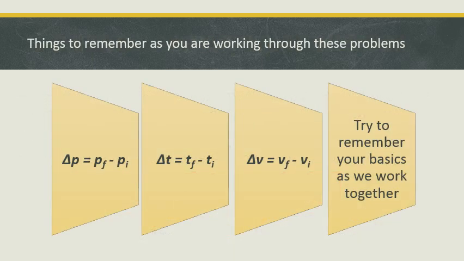The things I want you to remember as you're working through these problems are just your basics. Anytime you see that little change symbol, that little triangle, the delta that stands for change, that simply means the final minus the initial. So in momentum, we see the final momentum minus the initial momentum. Or in time, the final time minus the initial time. Or velocity, final velocity minus the initial velocity. These are basics that I don't want you to forget about.